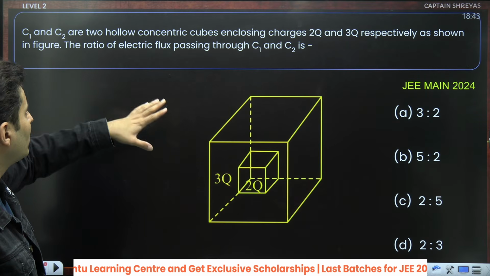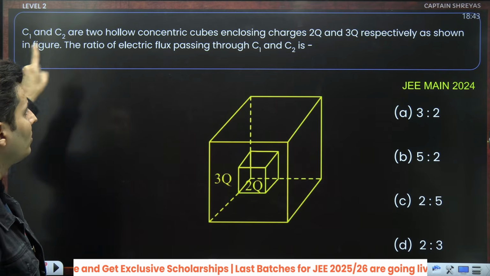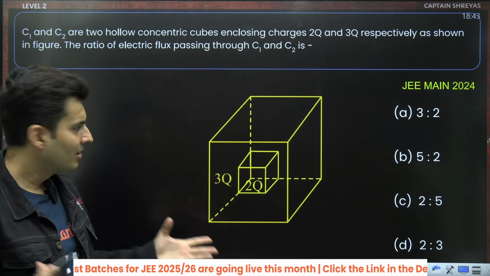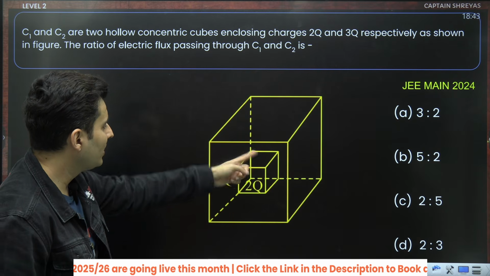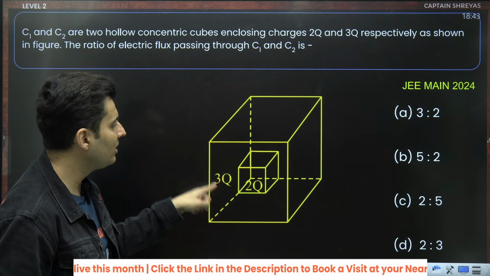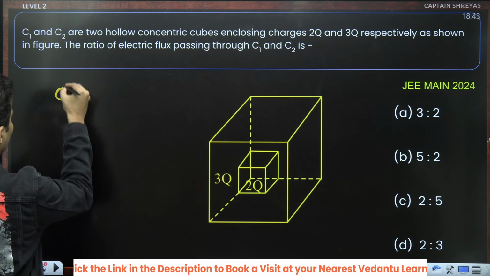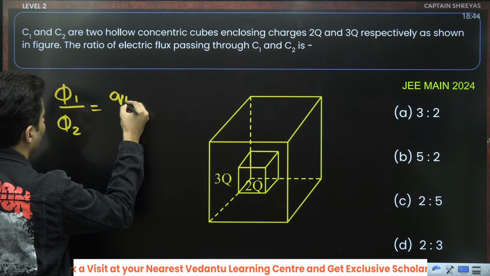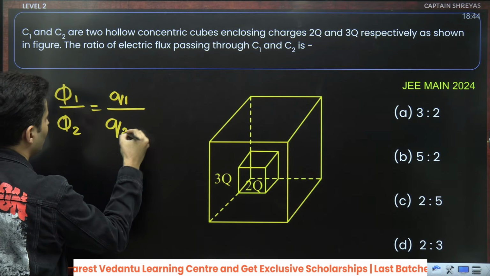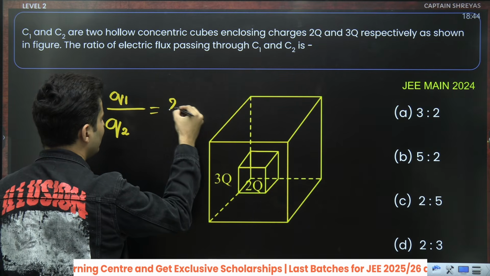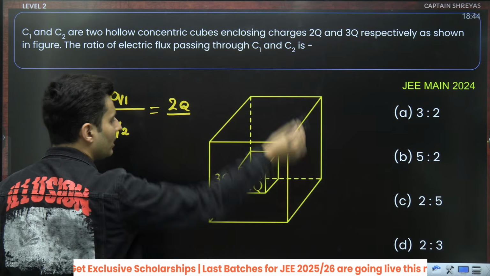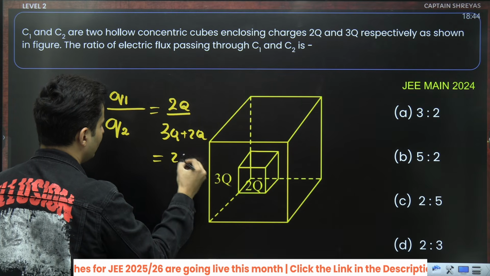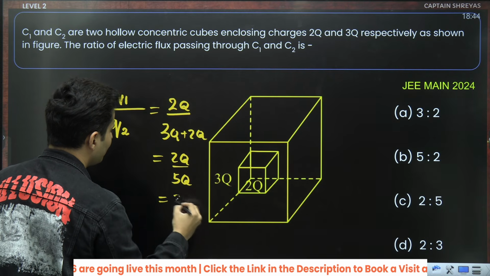What about this question? There are two hollow concentric cubes enclosing 2q, 3q, the ratio of the flux. So always questions on Gauss law are very, very popular with NTA. So 2q is there inside the smaller cube, 3q is there between these two. So what will be the ratio of the flux passing through cube 1 upon cube number 2? So total charge in cube number 1 upon the total charge in cube number 2. Total charge in cube number 1 is basically 2q. Total charge in cube number 2 is 3q plus 2q. So hence it is 2q divided by 5q, which means it should be 2 divided by 5.